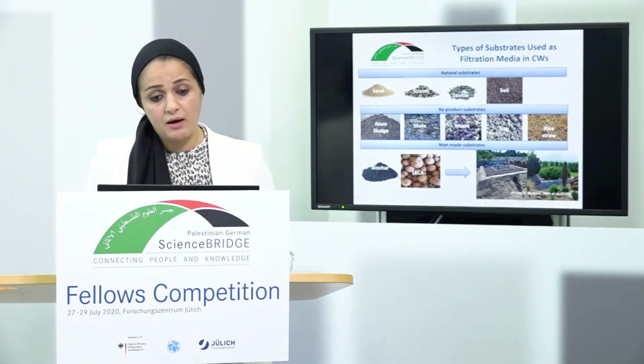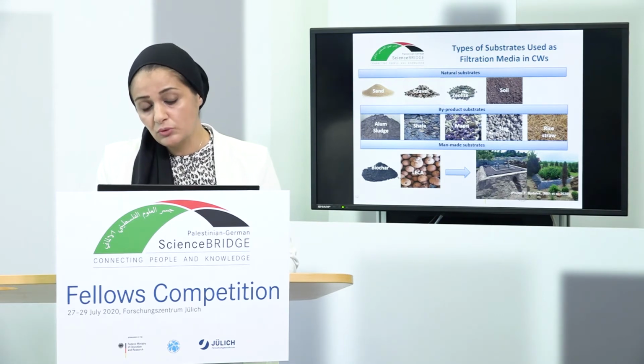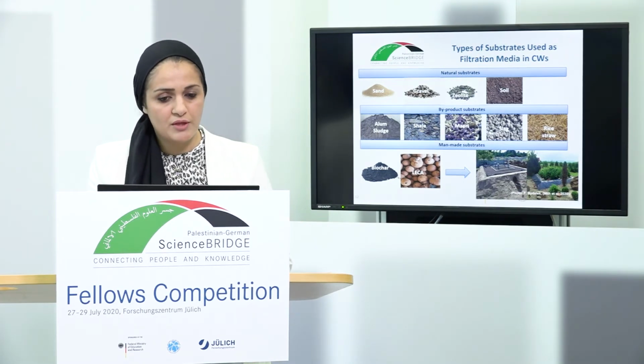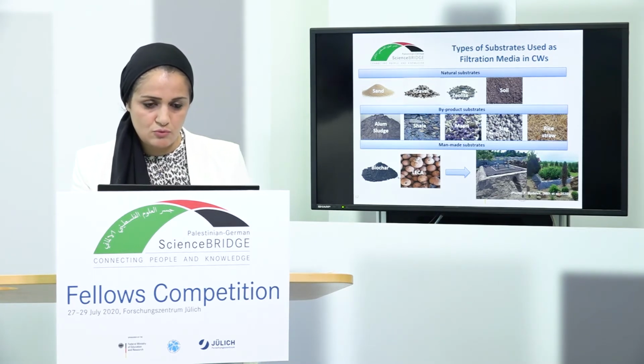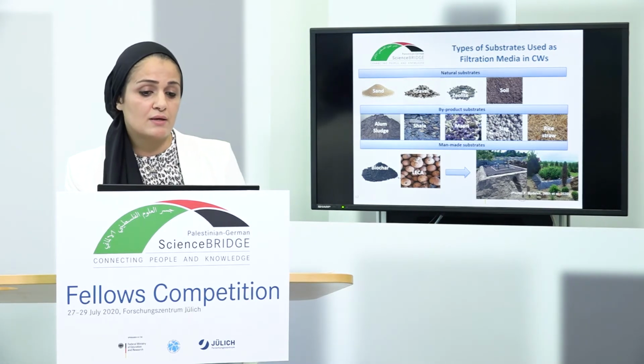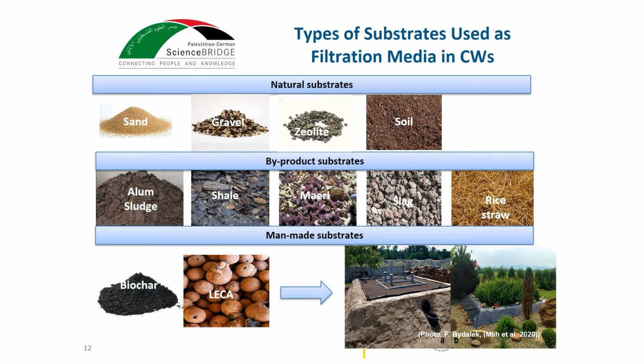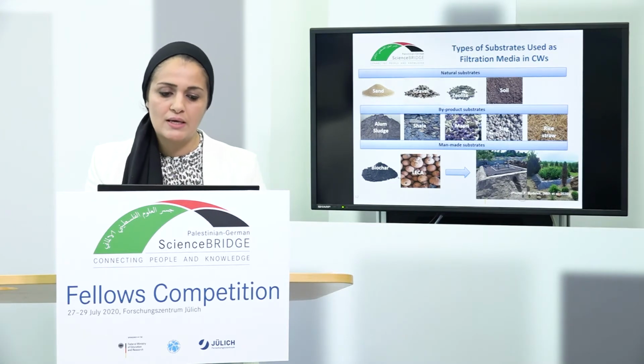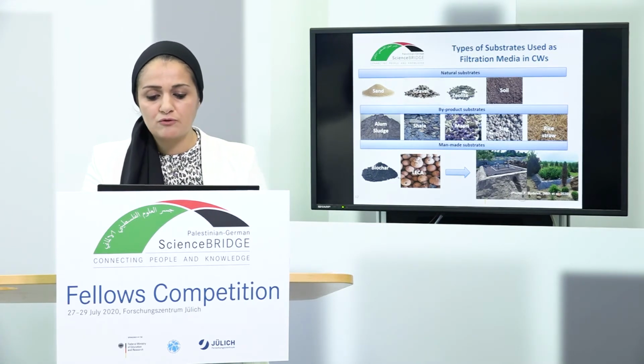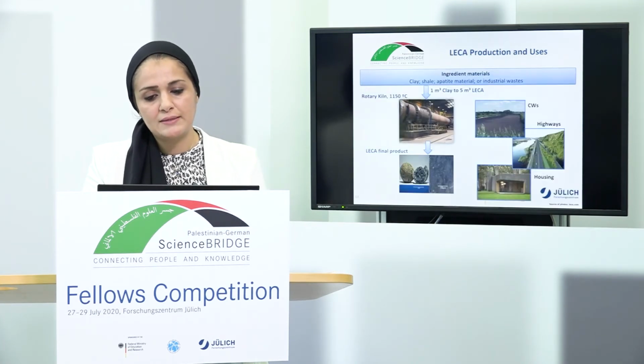For constructed wetlands, there is a wide range of substrates, and this is just a few. They are classified into three main categories: the natural substrates like sand, gravel, zeolite, and soil, while byproduct substrates include alum sludge, shale, meal, slag, and rice straw. In this presentation, I will talk about LECA, the light expanded clays, which has recently been used as a substrate for its benefits for constructed wetlands.